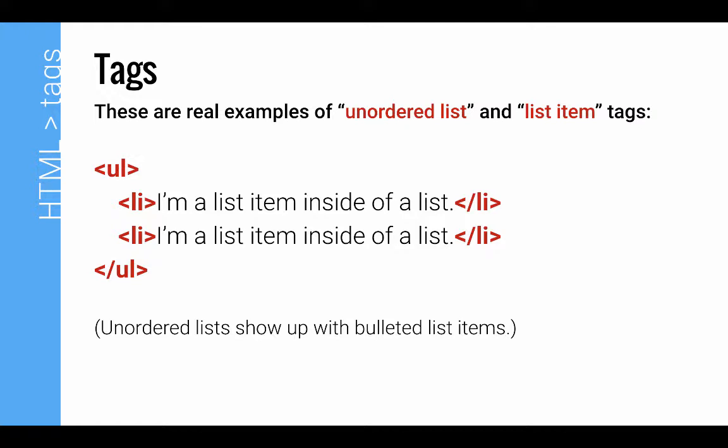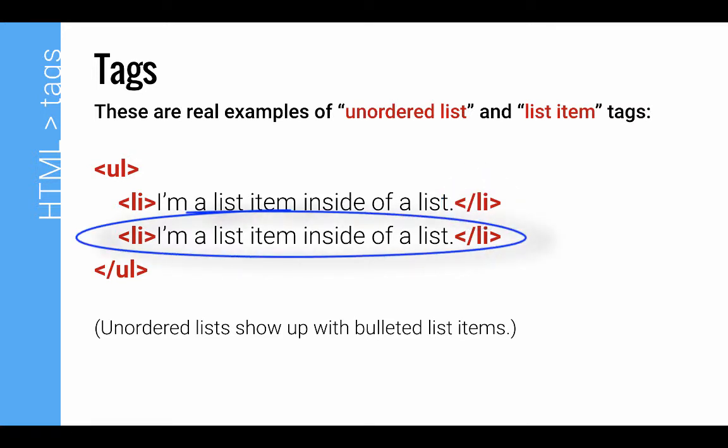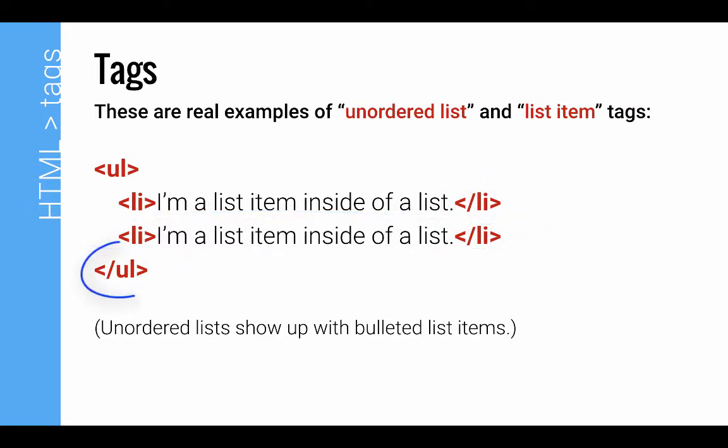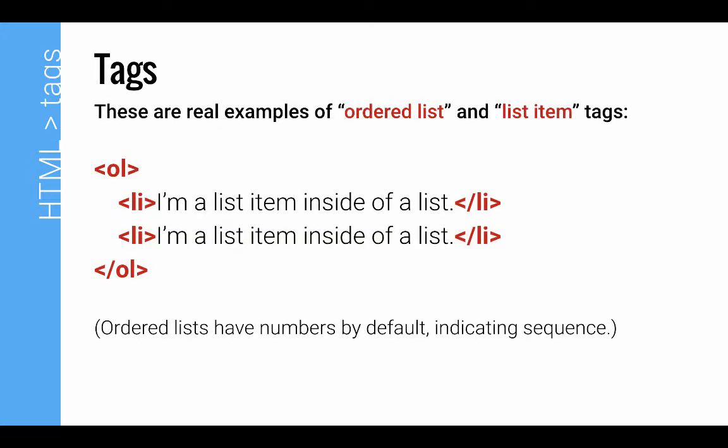And the way that the list items go is you open the list item tag, you write what the list item is, and then you close the list item, and then you start the next one, and so on and so on. And at the end of the list items, you would put your ending UL tag. Okay, the same is going to be true for an ordered list, except that instead of UL, it's OL.